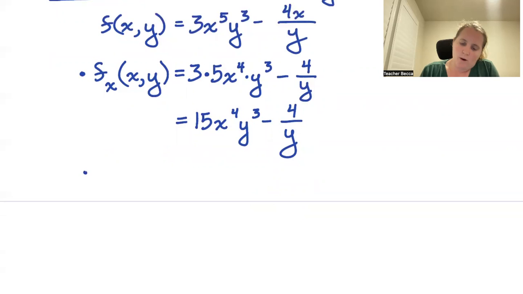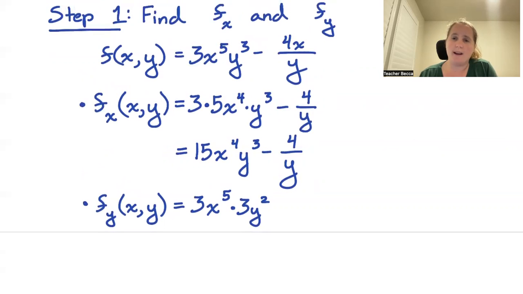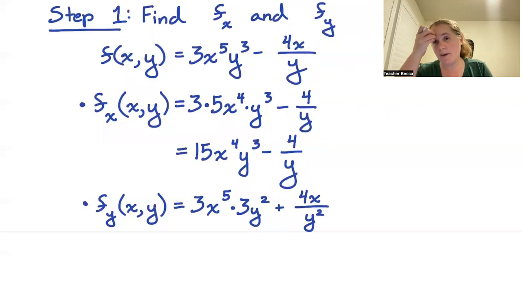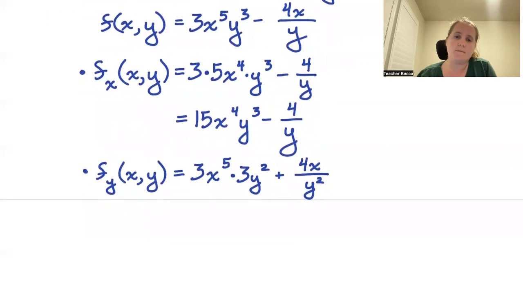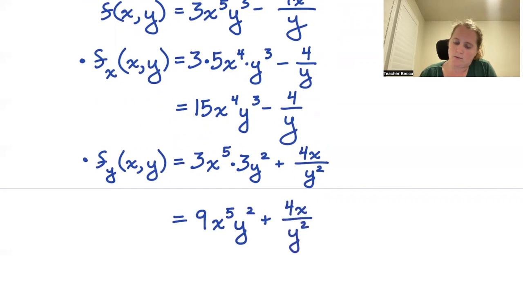For our partial with respect to y, 3x to the 5th acts like a constant. y cubed goes to 3y squared. And then the minus 4x is acting like a scalar multiple. We have 1 over y, so that becomes plus 4x over y squared. The derivative of negative 1 over y is a positive 1 over y squared. So we have, therefore, the partial with respect to y is equal to 9x to the 5th y squared plus 4x over y squared.